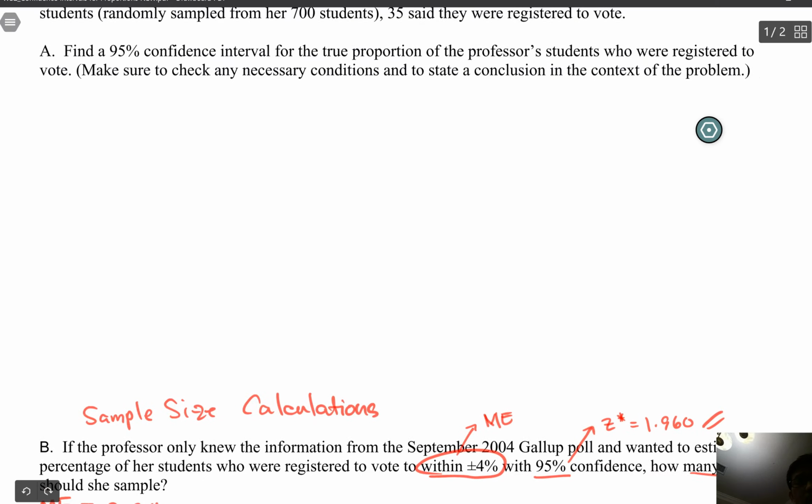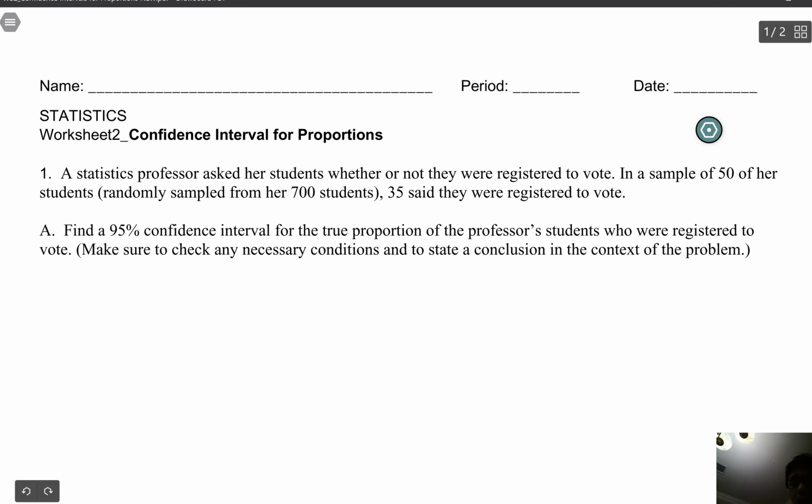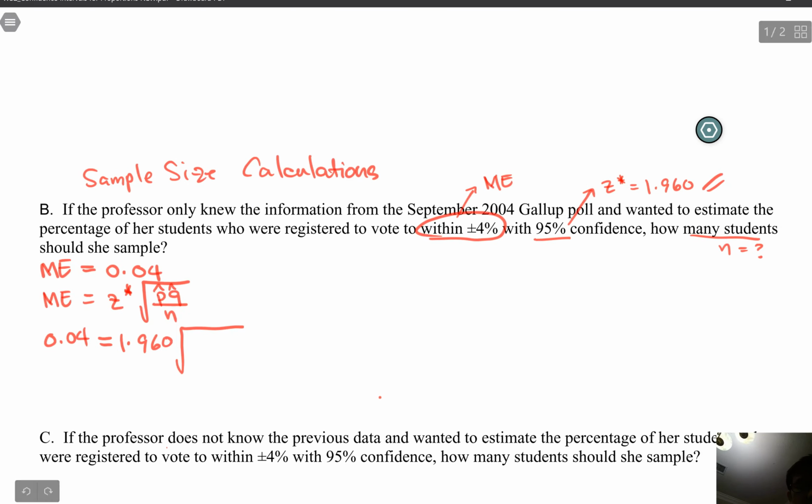What's our PQ? From here, our p hat is given as 35 out of 50, or that's 0.7. That's 70%. So our p hat is 0.7, multiplied by, if our p hat is 0.7, then our q hat would be 0.3, and then divided by n. Okay, so it's just algebra now from here, so we are going to use algebra to solve for that n.